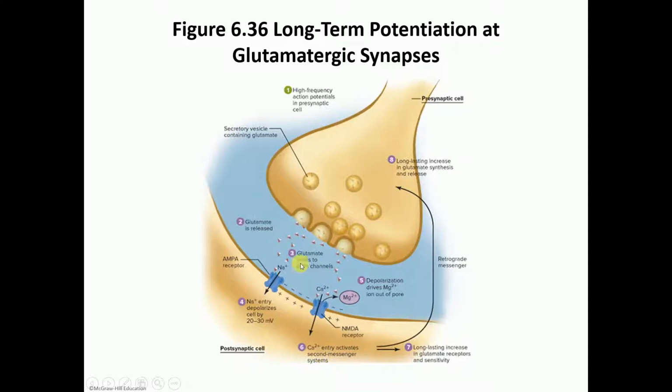It increases the sensitivity of these AMPA receptors to glutamate, and it also, we don't know how this happens, but it does, increases the synthesis and release of glutamate from the presynaptic neuron. Which translates in real life to: the more you learn, the more you read the same information, you are learning it over and over and over again.